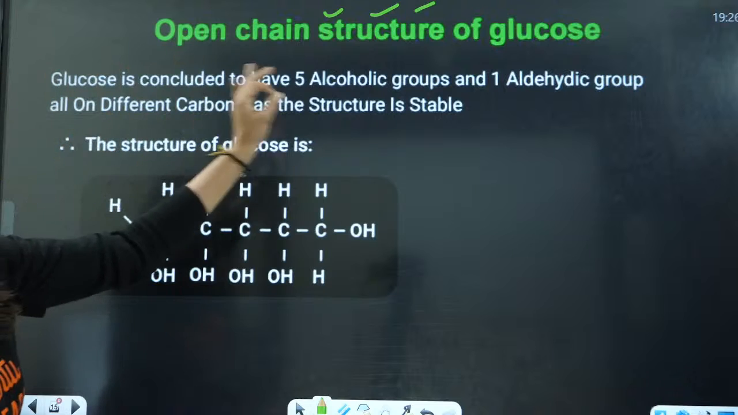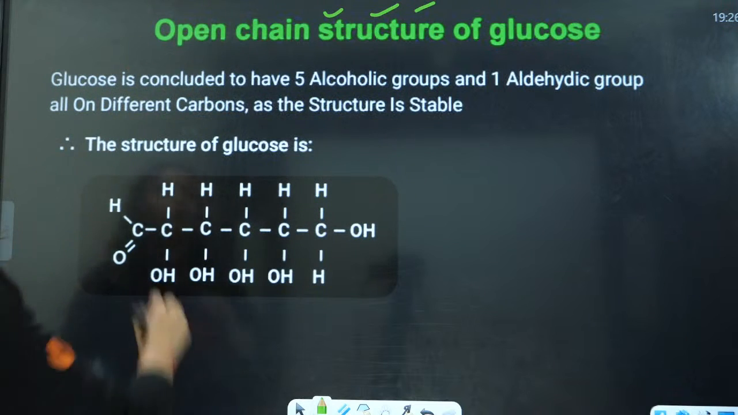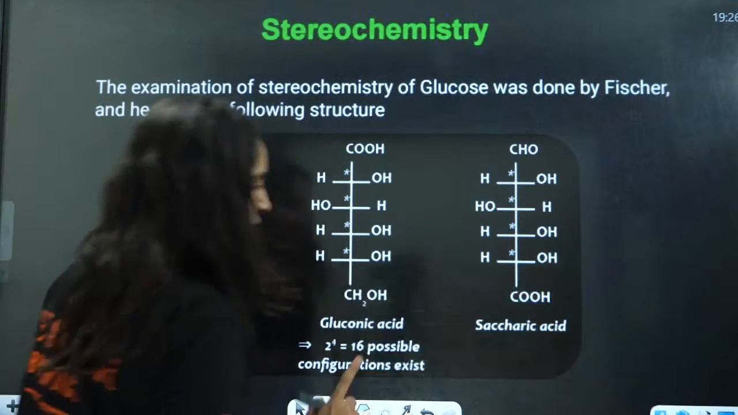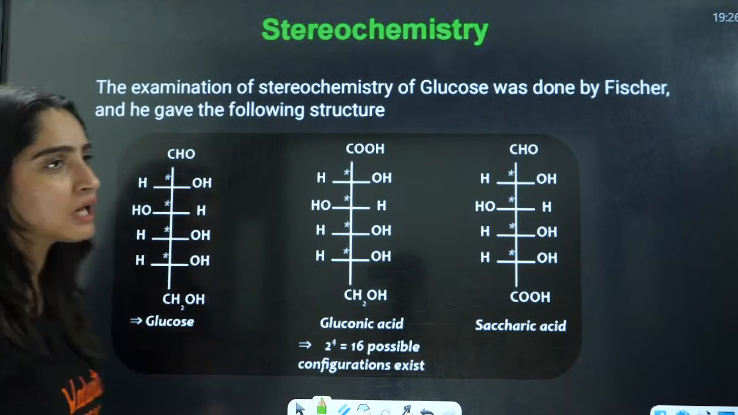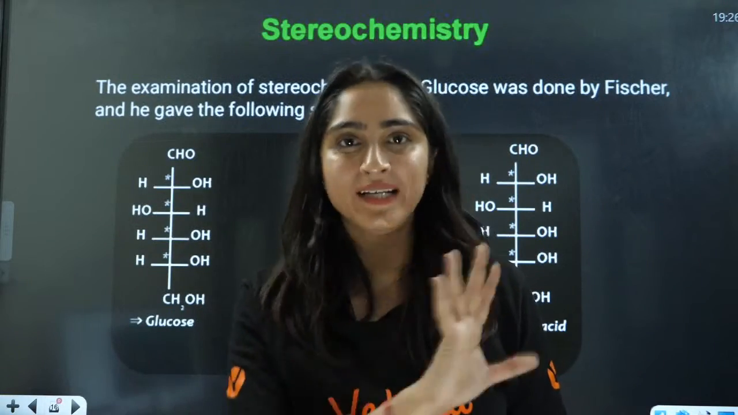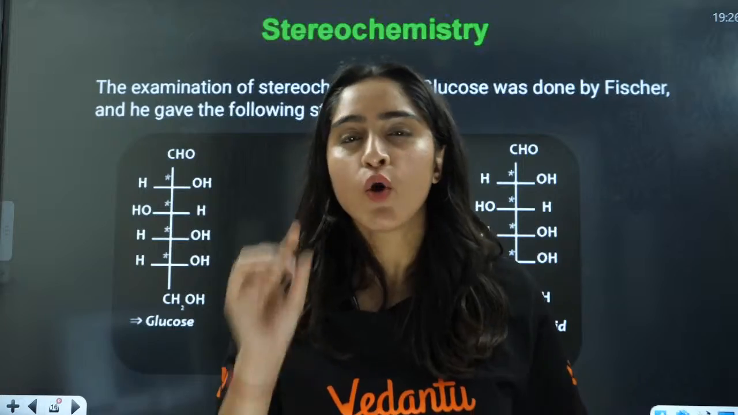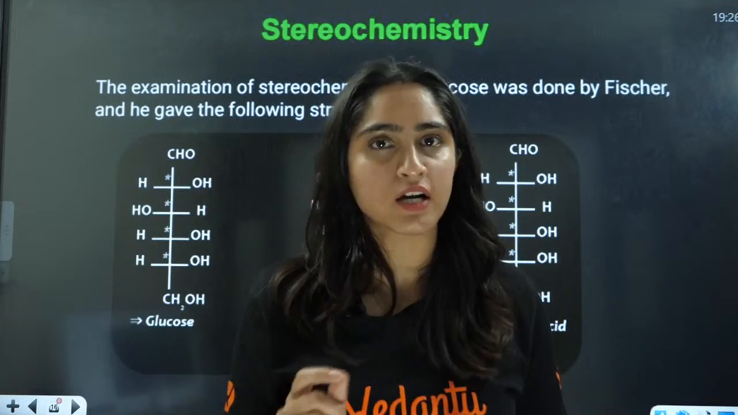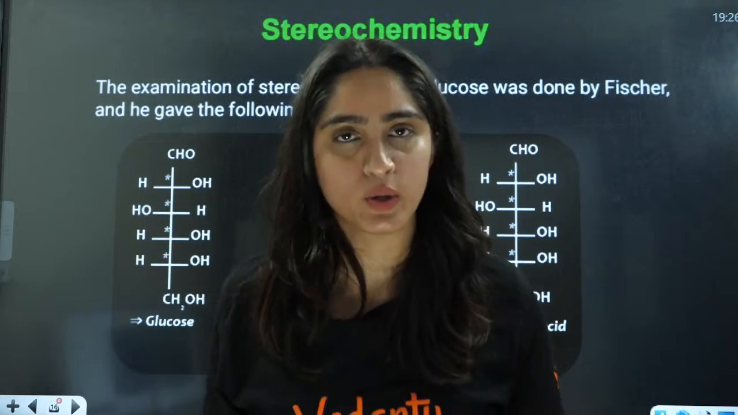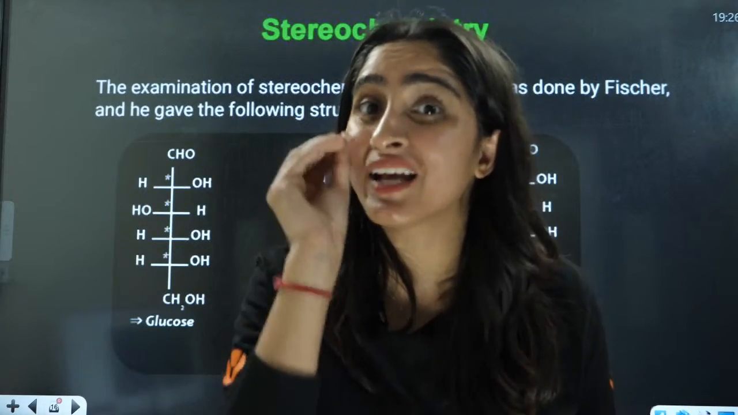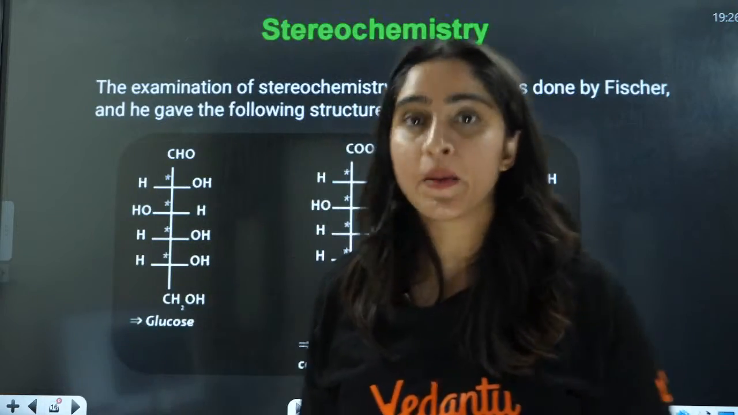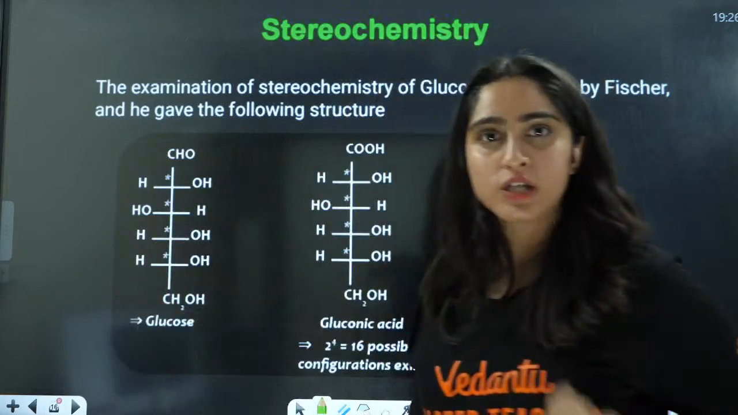So now you have 5 alcoholic groups and 1 aldehyde group. The structure of glucose is this, right? Now see this very carefully. How do you write alpha glucose and how do you write beta glucose? Firstly, we just need to know the glucose structure, and with the help of glucose only, you will be able to write all the other structures here, right?